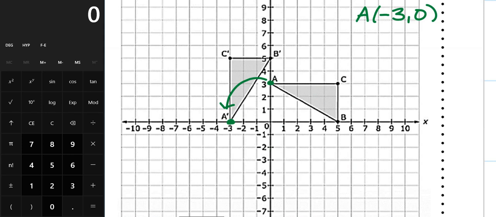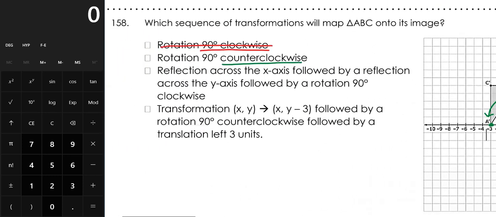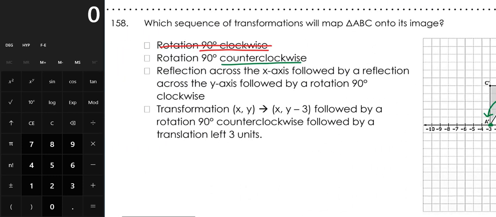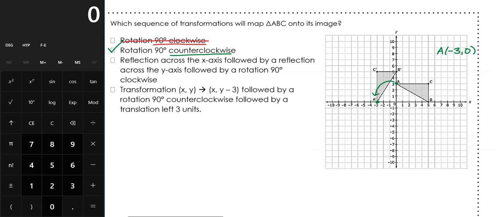Now let's take a look at some of the other choices. I'm going to check off that yes, the second one does work, and let's take a look at the third one. So erase some of my marks. Now, it says a reflection across the x-axis, followed by a reflection across the y-axis, and then a rotation 90 degrees clockwise. Okay, let's take a look. I'm going to pick one point and see if it works.